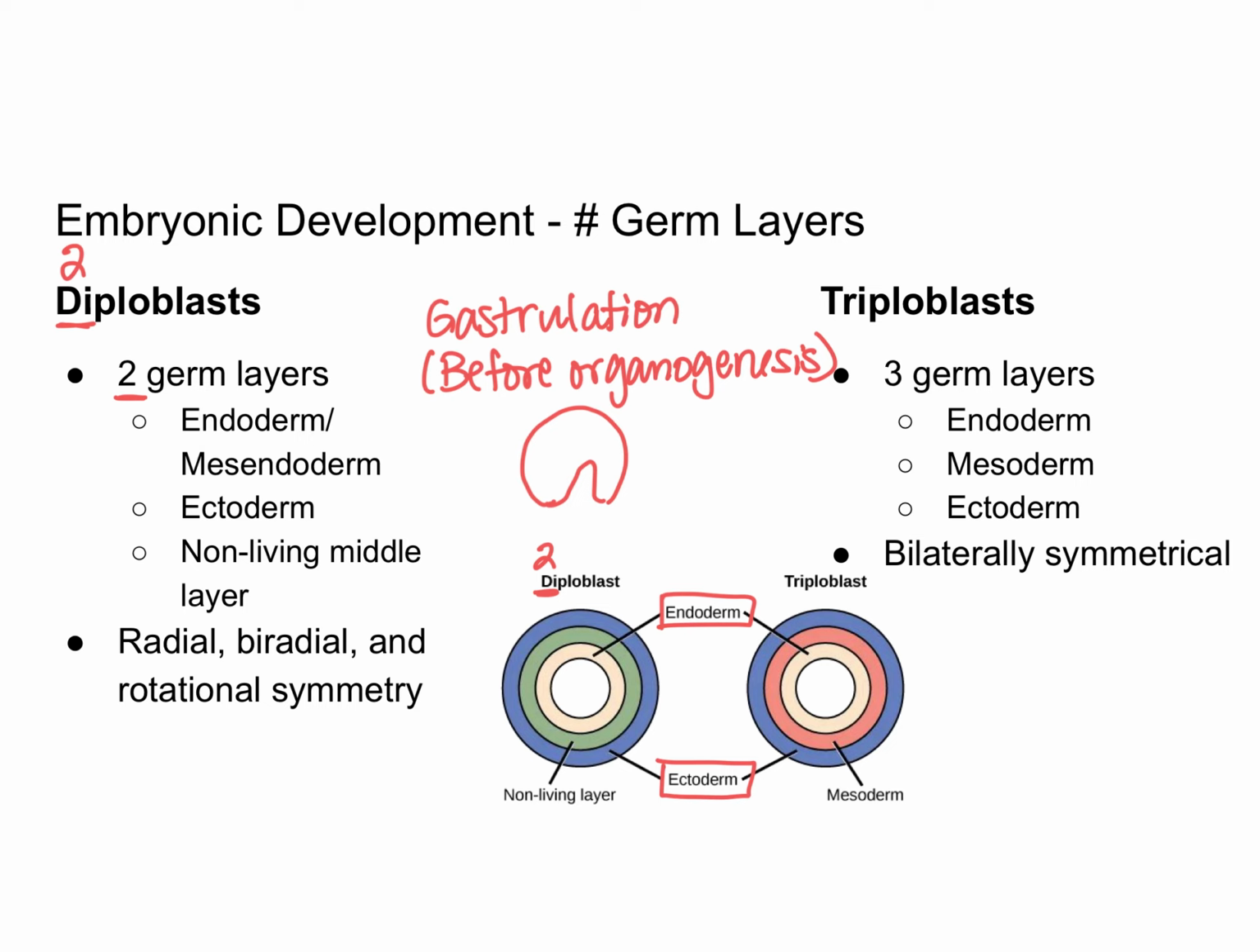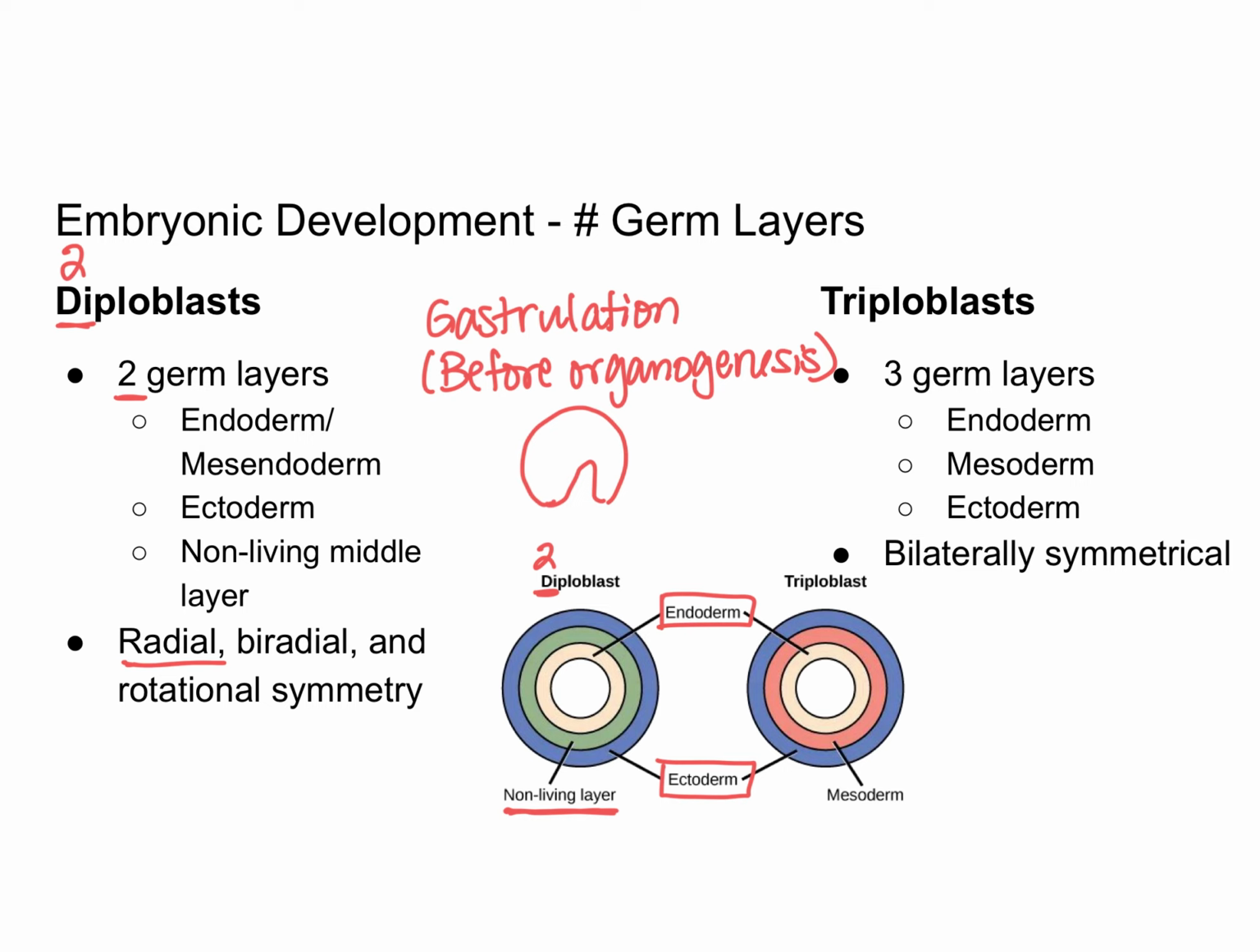Now they do have what looks like a middle layer, but this is a non-living layer. So there are not living cells in this layer, so it's not considered a true germ layer. And organisms that tend to be diploblast are ones that have that radial symmetry, which we can also say biradial and rotational symmetry, but those things like our sea stars, jellies, echinoderms, etc.